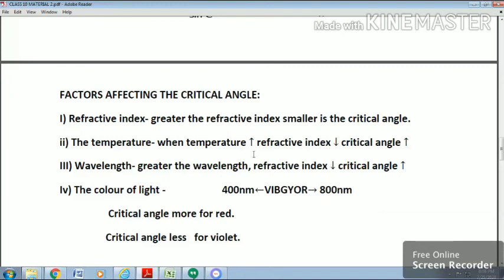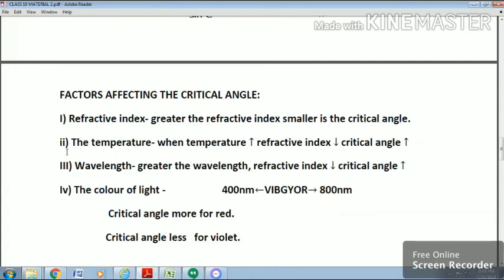When we increase this arrow which is going up, that means when we increase the temperature, the second part, in simple terms I have written it so that you can understand it. On increasing the temperature of the medium, its refractive index decreases, and whenever refractive index decreases, that means critical angle will increase.